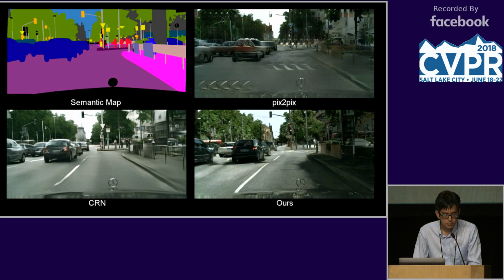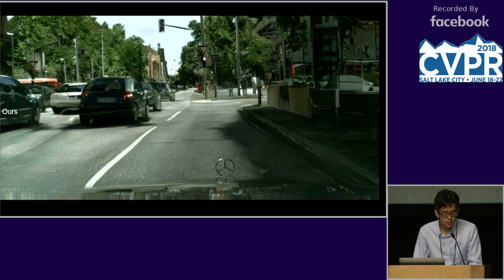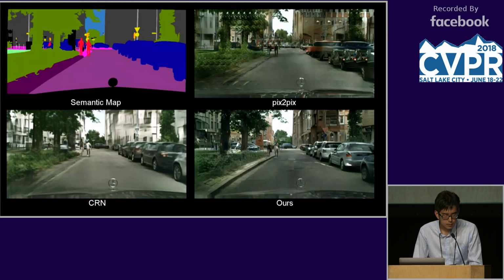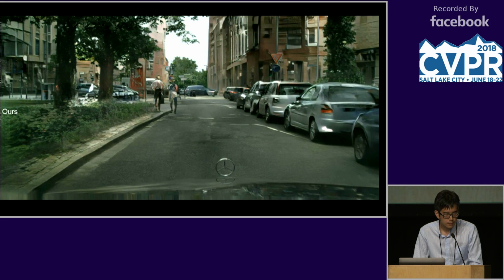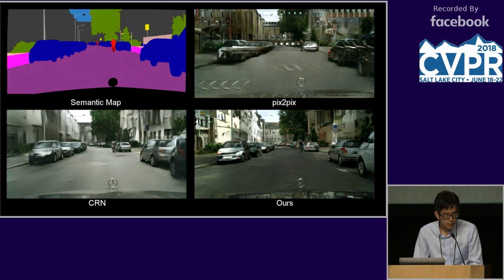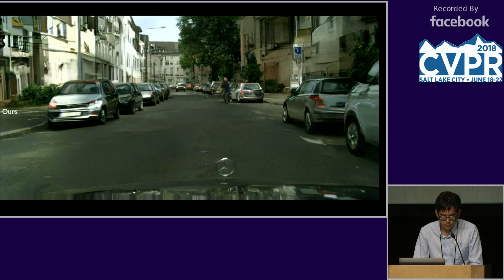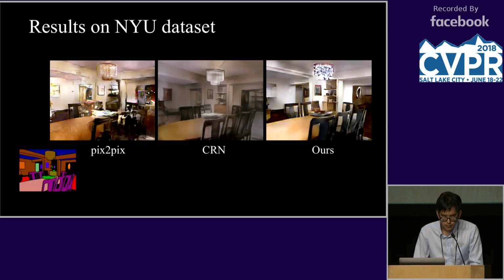For qualitative comparison, we show side-by-side comparisons of different methods. We also scroll between the results by different methods so you can see the differences more clearly. So for the rest of examples, we only show the scrolling between CRN and our result. As you can see, our results contains more details like the car headlights in the image. So this is an example on the NYU dataset result. Note that Pix2Pix contains more artifacts and CRNs are usually more blurry.